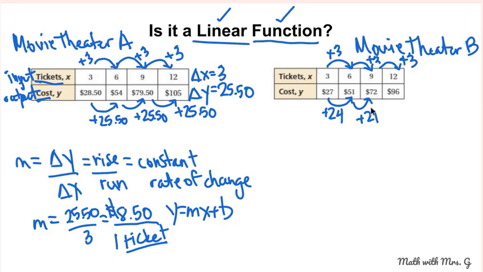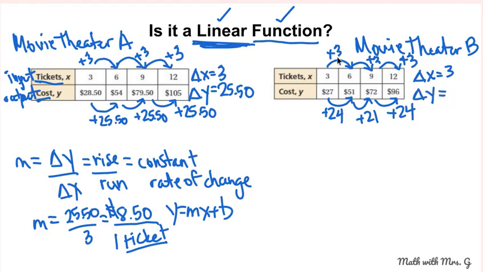I should already have some bells going off and say, well, wait, 21 is different than 24. I already know that this is definitely not linear, because remember, jumping the table is answering the question, is it linear? So here I would say, well, my change in x was always 3. My change in y was different.